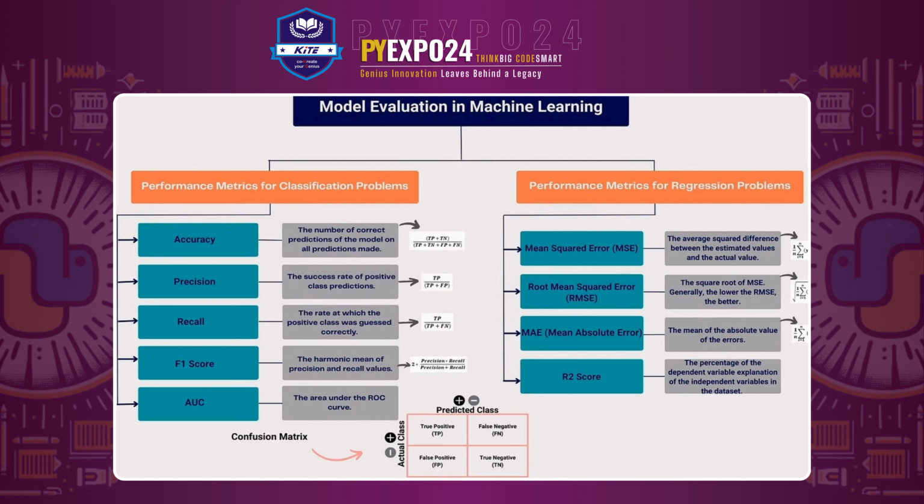To evaluate the model in machine learning, we use performance metrics. Performance metrics can be used for both classification and regression. Metrics for classification include accuracy, precision, recall, F1 score, and AUC. Regression metrics include mean square error, root mean squared error, mean absolute error, etc. The confusion matrix is a table that is used to define the performance of the classification algorithm.